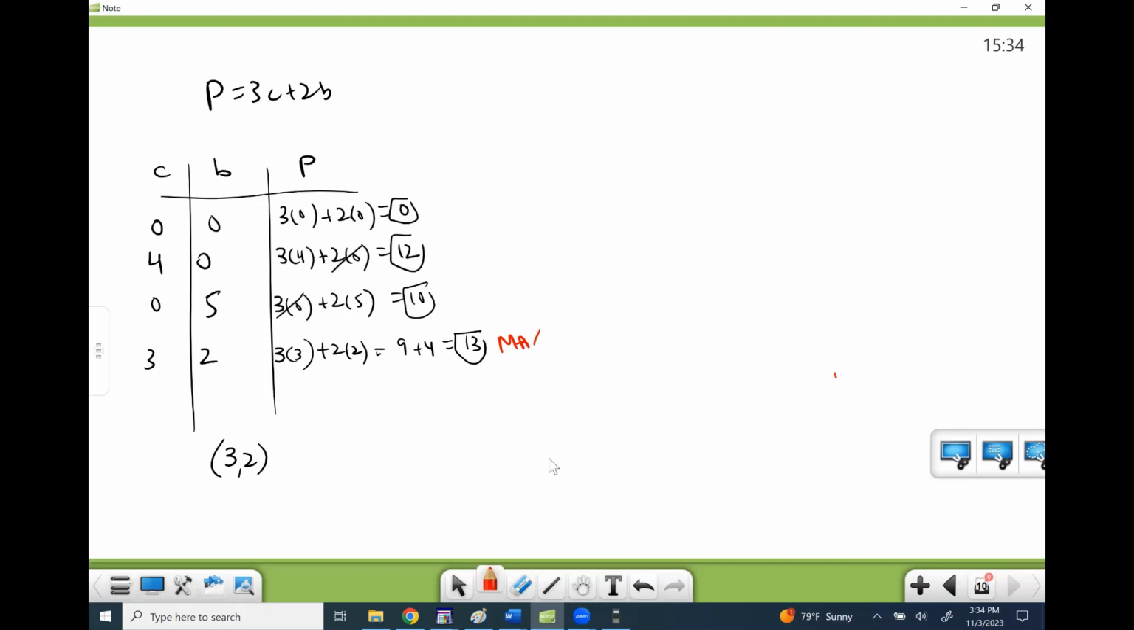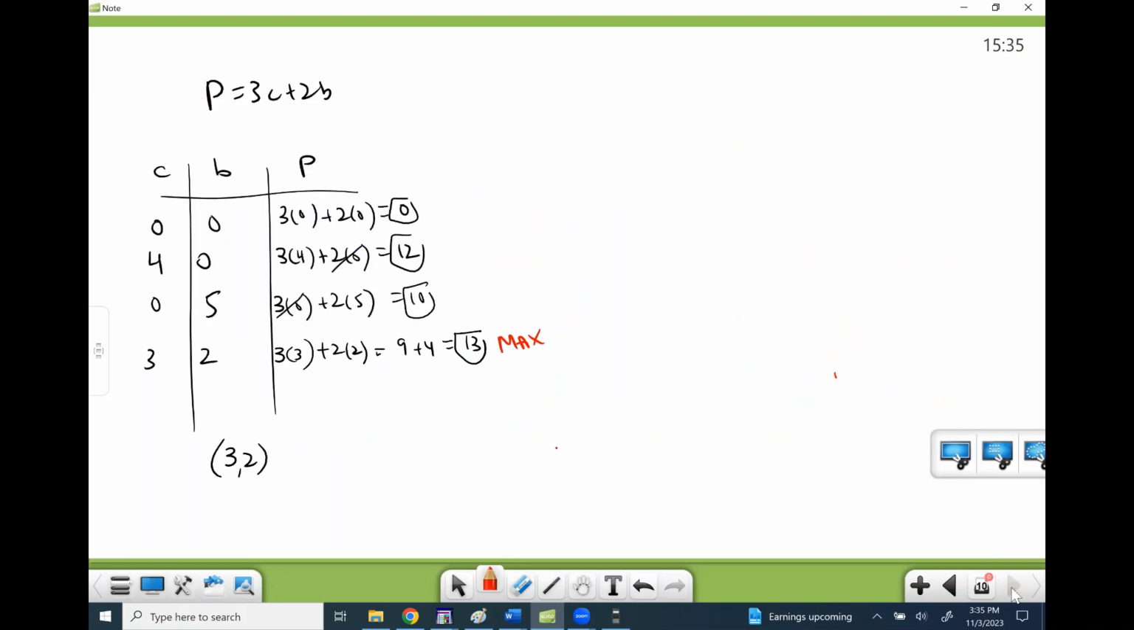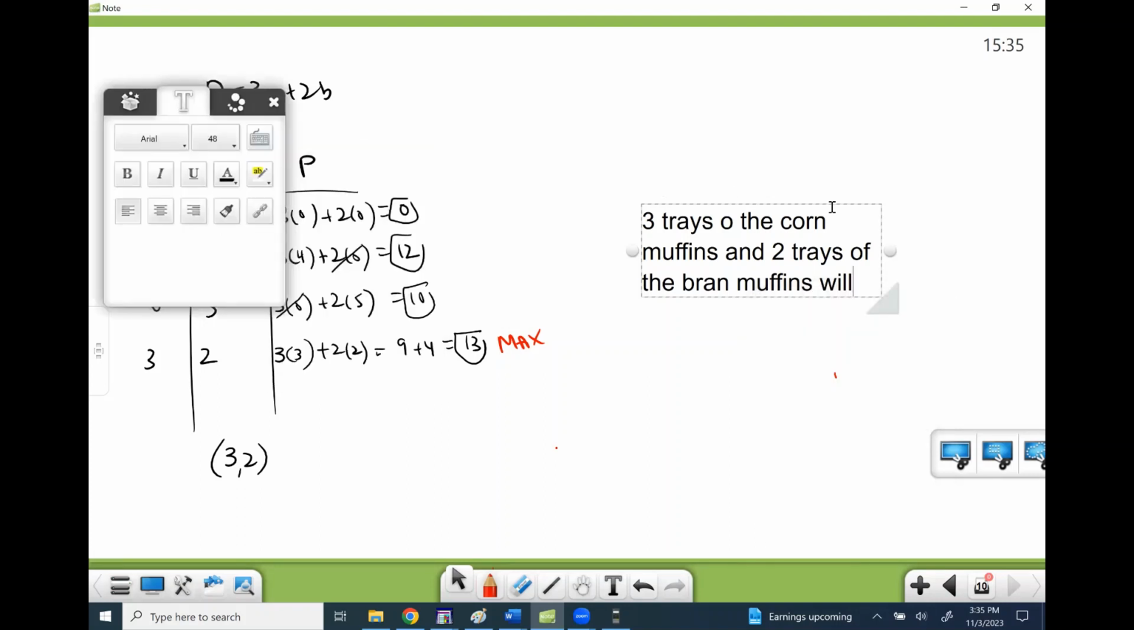Okay, all right. So let's go ahead and first of all, make sure that we've answered the question. How many trays of each type of muffin should a baker make to maximize his profit? So the 3 was the corn muffins, right? So he's going to need 3 trays of the corn muffins and 2 trays of the bran muffins will maximize profit.